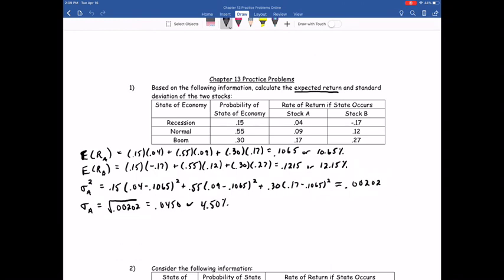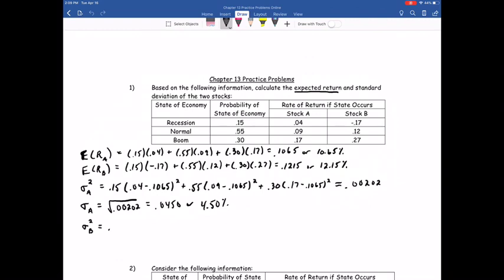Keep in mind that standard deviation has the same units of measurement as whatever the inputs are. In this case, we are dealing with a return of a stock. So now let's apply the same methodology to stock B and calculate its variance.